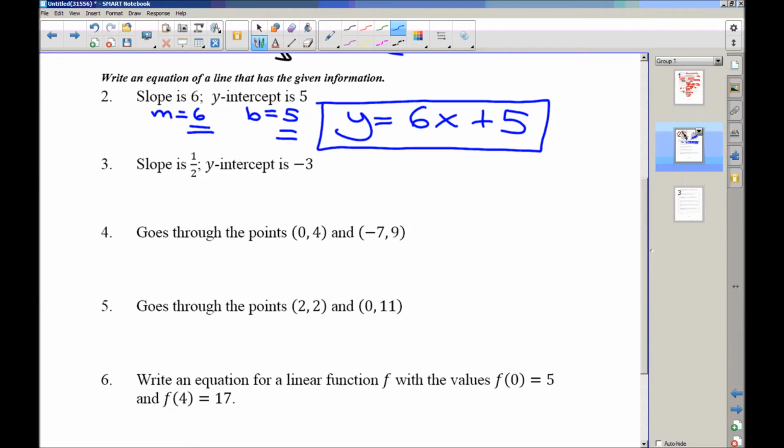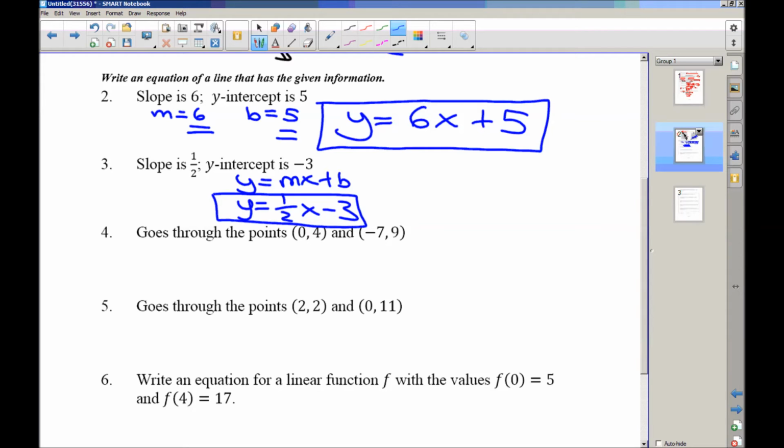All right. Number 3, the slope is 1/2 and the y-intercept is -3. So once again, we're still plugging into y equals mx plus b here, and we're just replacing m with 1/2 and replacing b with -3. So y equals 1/2 x minus 3.